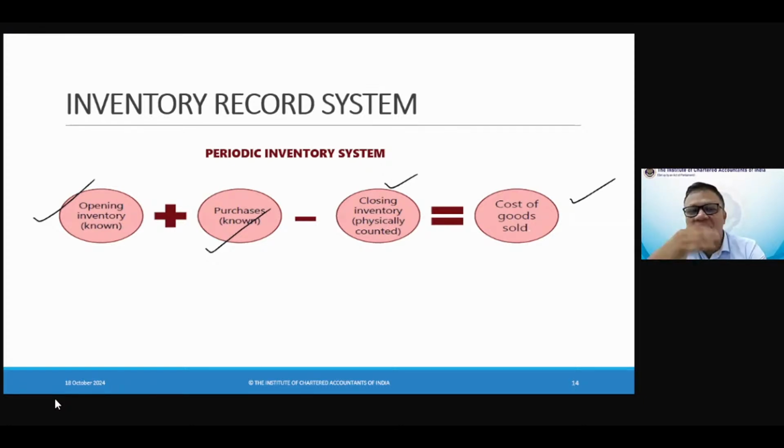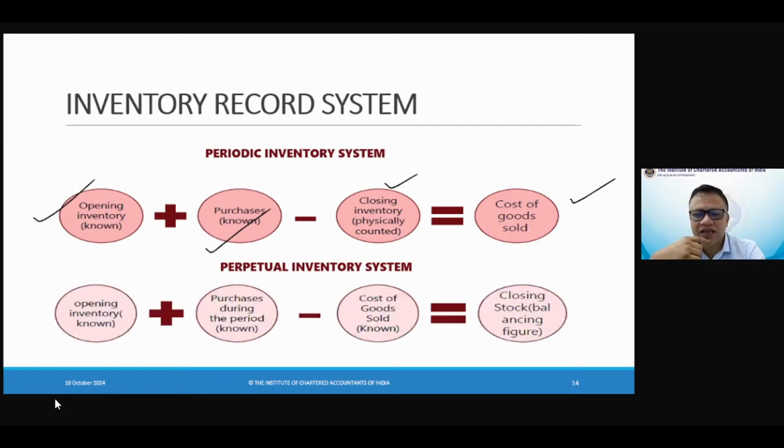Now consider a large company with a continuous flow of goods, a big process industry. At that time you go for a perpetual inventory record system. In a perpetual inventory system, you have the opening inventory, which is known to you, and the purchases during the period are also known, but physical verification becomes impossible or very hectic. At that time you also keep track of the cost of goods sold, because normally this amount is smaller than the closing stock, which is the balancing figure.